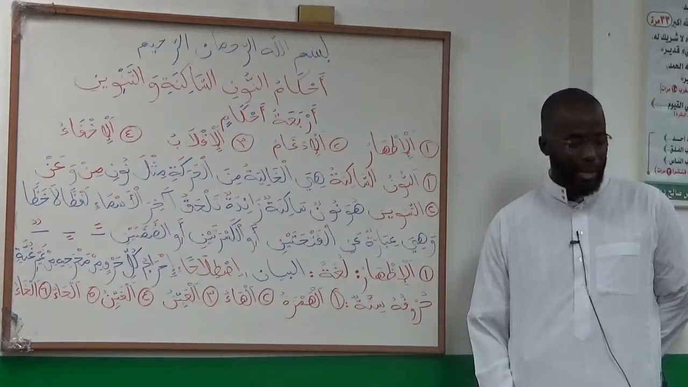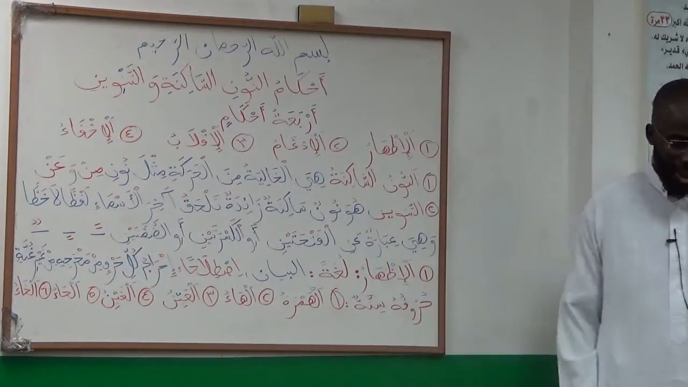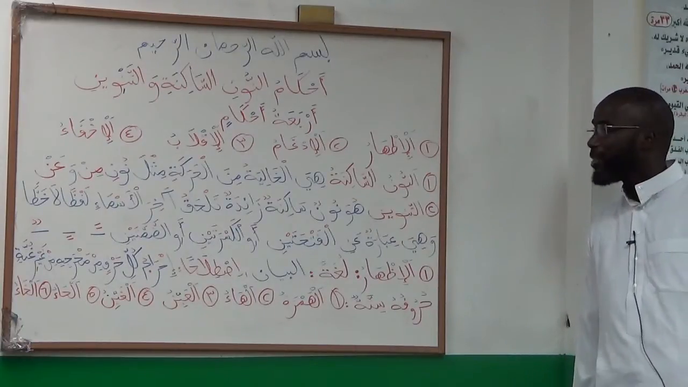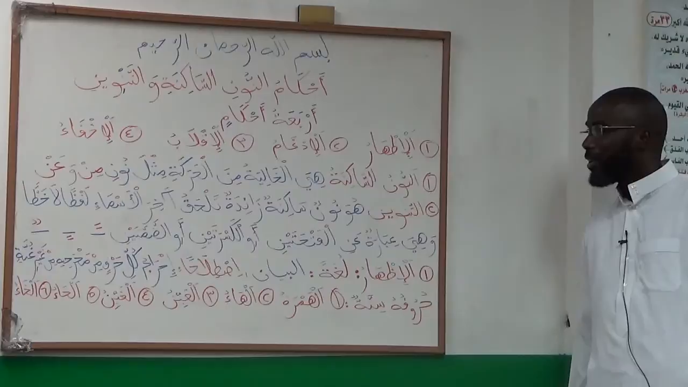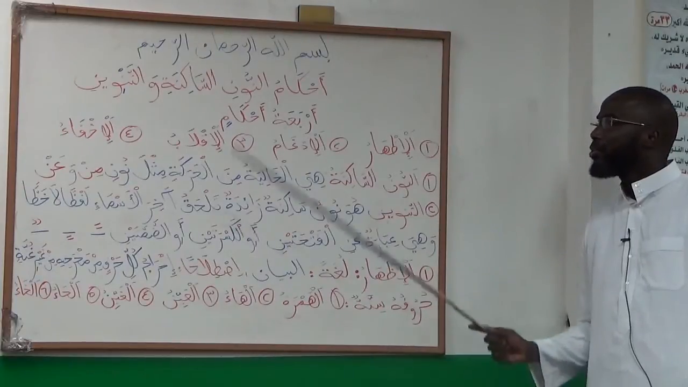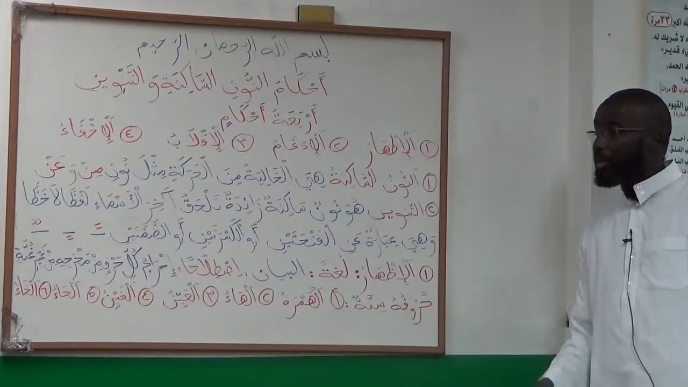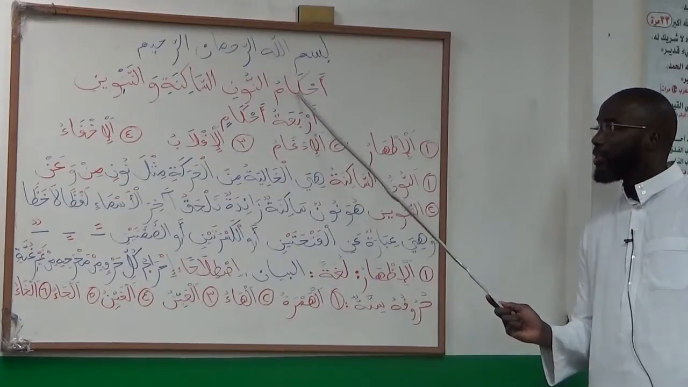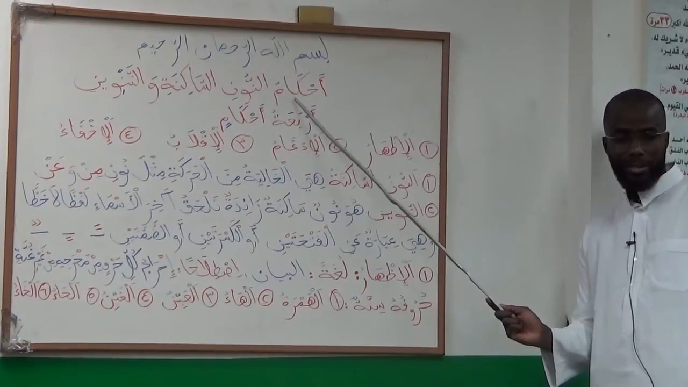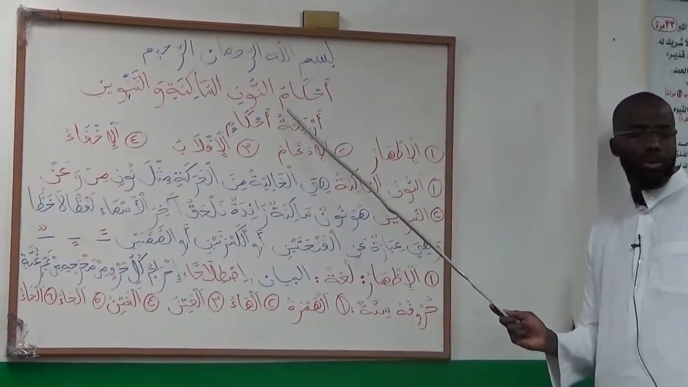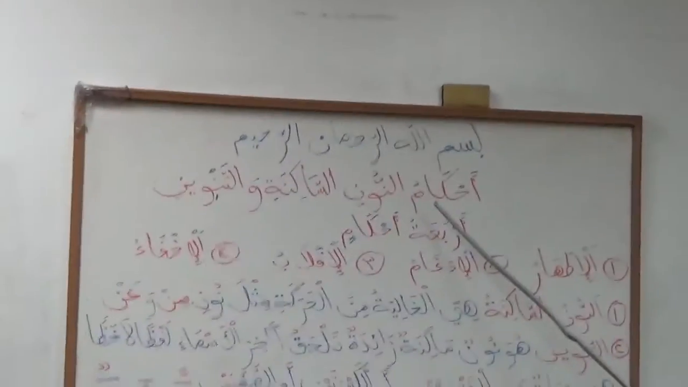So today we'll talk about the chapter. It's a long chapter that we're starting, that we'll spend a lot of time on. It is called Ahkamun Nun Sakinati wat Tanween. So Ahkam, we saw this actually in the first class, but we did not see it in this form. Ahkam is a plural in Arabic. It is what is called Jam'u Taksir.